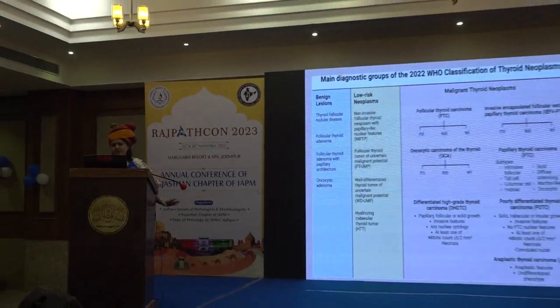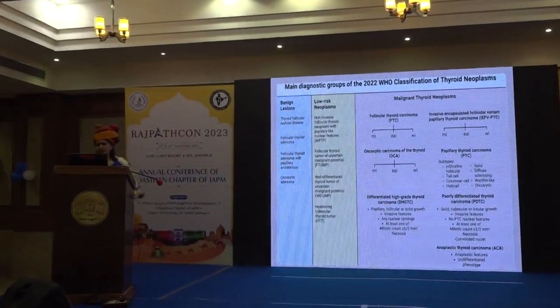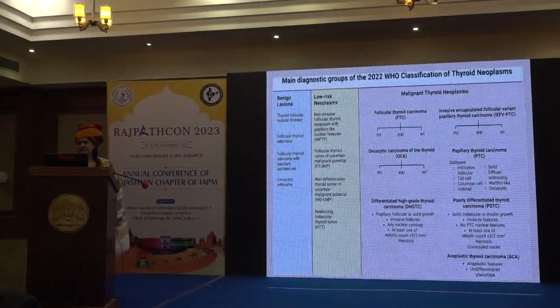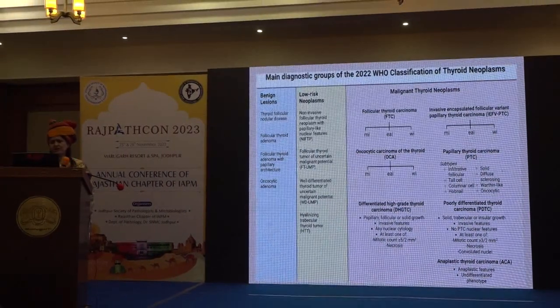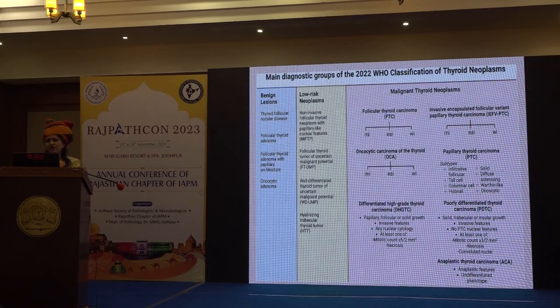So this is the main diagnostic group of the total WHO 2022 classification. In a nutshell, you can see that you have a malignant thyroid neoplasm, you have follicular thyroid carcinoma, you have the invasive encapsulated follicular variant. In that again, you have minimally invasive, encapsulated angioinvasive and widely invasive, and you have oncocytic carcinoma similarly. But you have papillary carcinoma, with the subtypes follicular, tall cell, columnar, solid, infiltrative. So infiltrative again comes under papillary thyroid carcinoma.